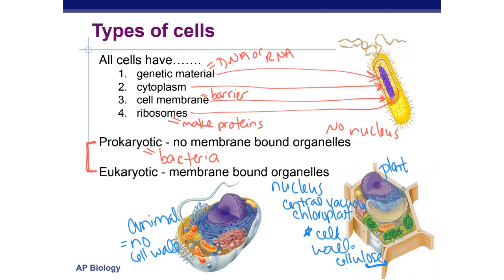Okay, so key components here is that all cells have those four things: DNA, cytoplasm, cell membrane, and ribosomes. Prokaryotic cells, no nucleus, no membrane-bound organelles. Eukaryotic cells do have a nucleus and membrane-bound organelles.